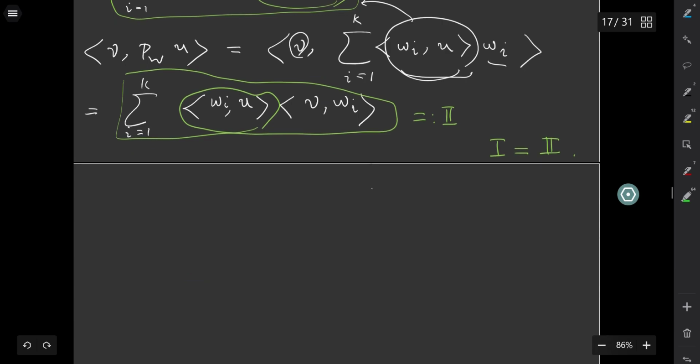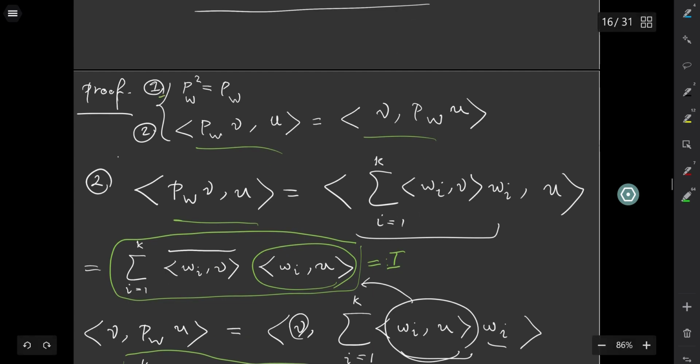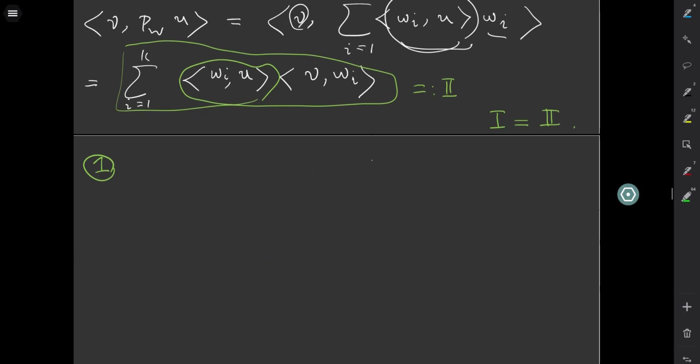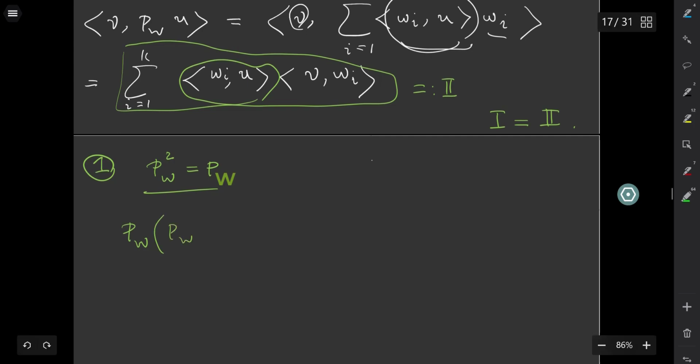this. The second property that we have to prove is that PW is an orthogonal projection. So it's a projection too. So we have to prove that P squared is equal to P. So if we have PW squared of some vector, we want to show that this is actually equal to PW of V. So let's just plug in and see what we find.